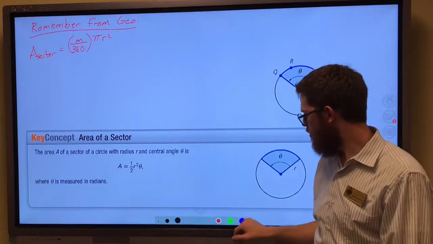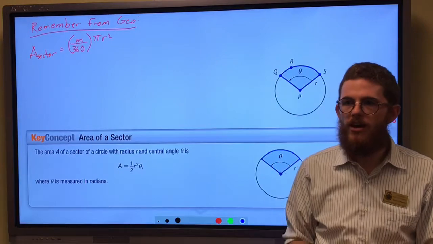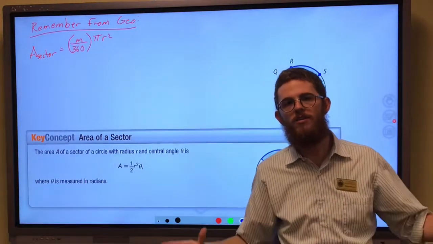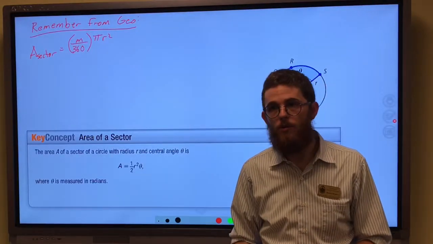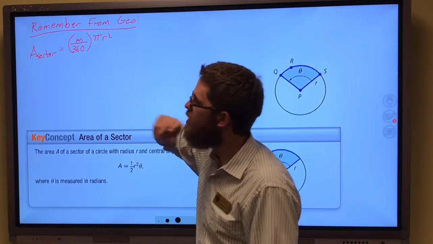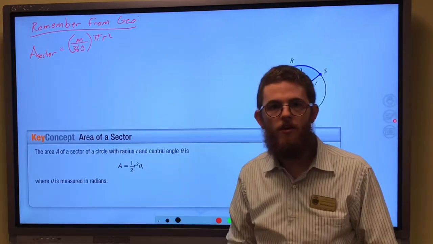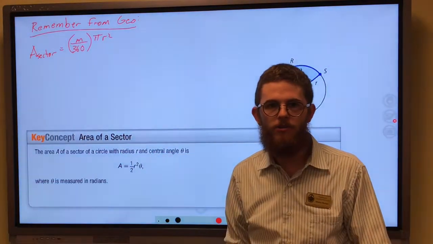All right, remember from geometry when we found the area of a sector, we were basically finding the fraction of the entire area of the circle. And so we're looking right here at our old formula: the fraction of our central angle out of 360 times the area of our circle to find the area of our sector.